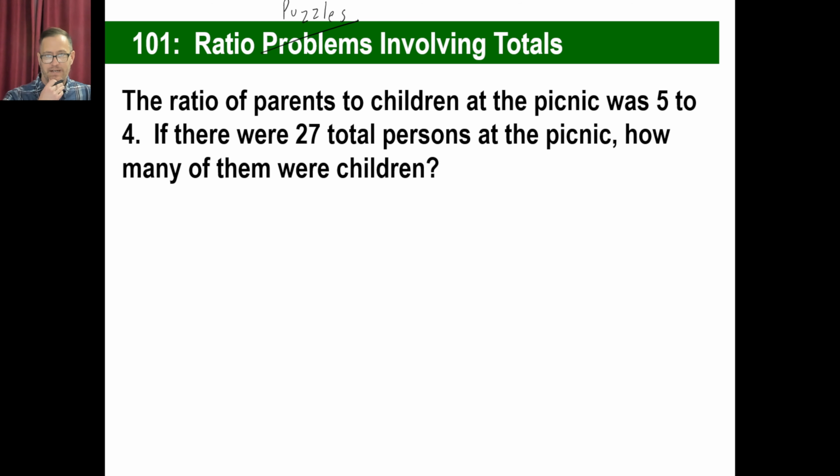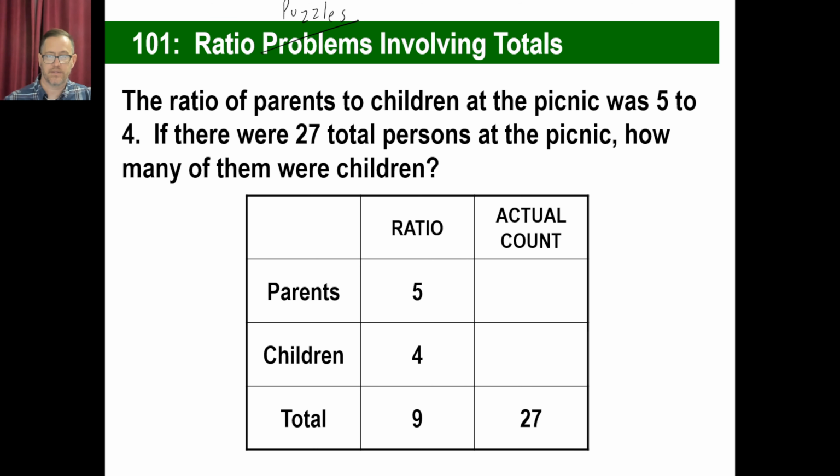The ratio of parents to children at the picnic was 5 to 4. If there were 27 total persons at the picnic, how many of them were children? Well, it's a pretty simple setup. This is what we're going to do for all these: just make yourself a little chart, as simple as you can. I wouldn't even write out "parents", don't try to make this complicated. I'd do something like this. Just go parents and children and total.